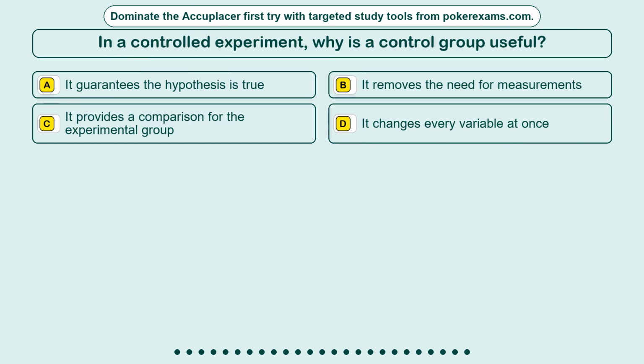Question 25. In a controlled experiment, why is a control group useful? Option A. It guarantees the hypothesis is true. Option B. It removes the need for measurements. Option C. It provides a comparison for the experimental group. Option D. It changes every variable at once.